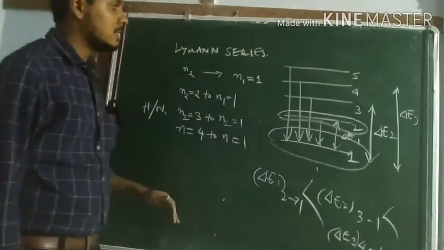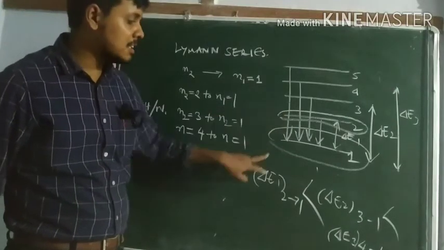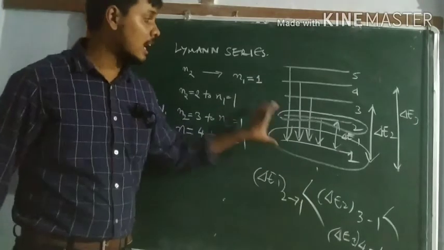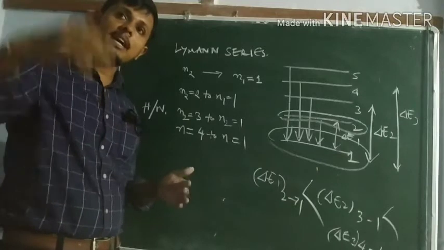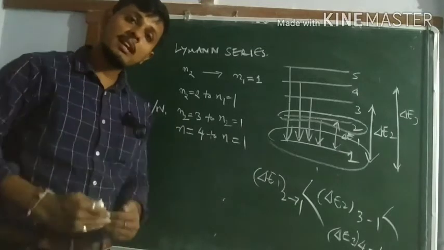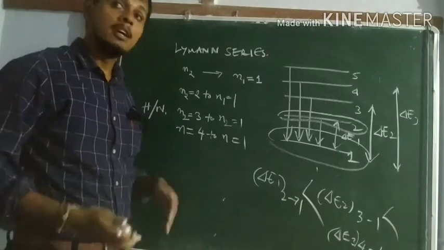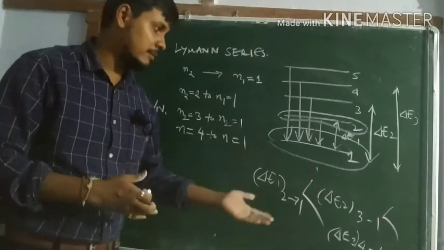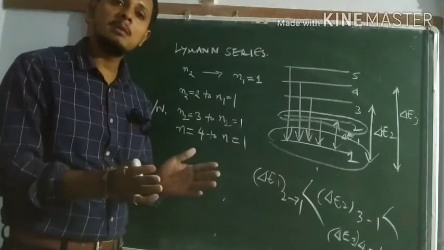It means the first Lyman line will have the least energy, the second Lyman line will have more energy, and the third Lyman line will have still more energy. That means for consecutive Lyman lines, the energy difference increases. If the energy difference increases, then the wavelength will decrease. The first Lyman line has more wavelength, the second Lyman line has more energy, so the wavelength becomes smaller.